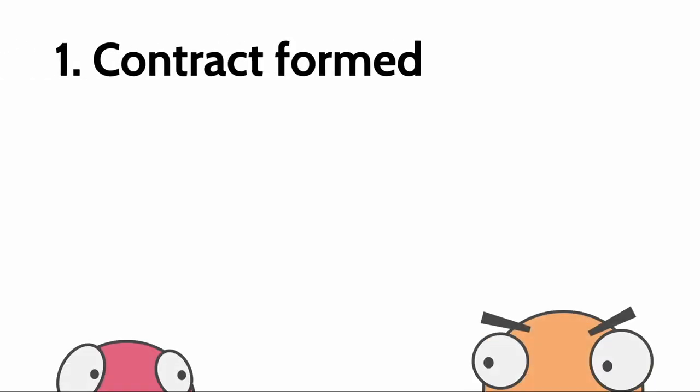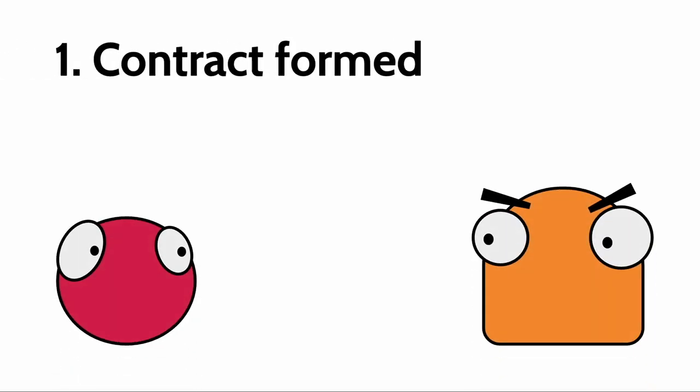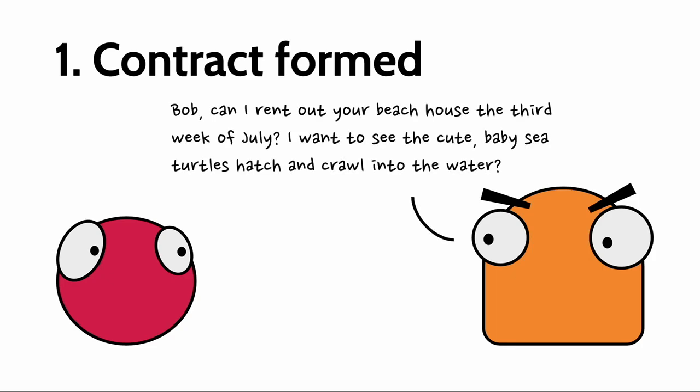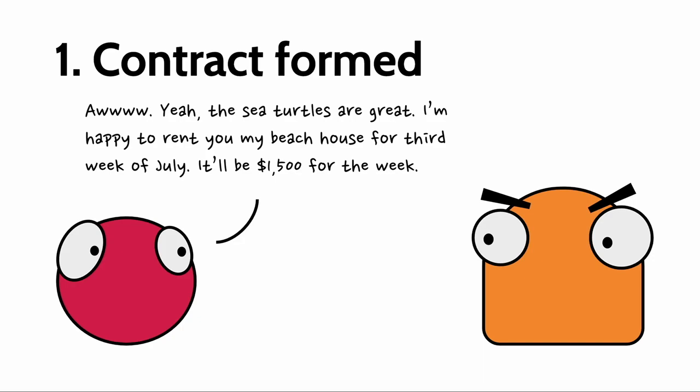So let's look at an example here. Again, we've got Bob and Bo back at it, and Bo says, "Bob, can I rent out your beach house the third week of July? I want to see the cute baby sea turtles hatch and crawl into the water." "Aww. Yeah, the sea turtles are great. I'm happy to rent you my beach house for the third week of July. It'll be $1,500 for the week."